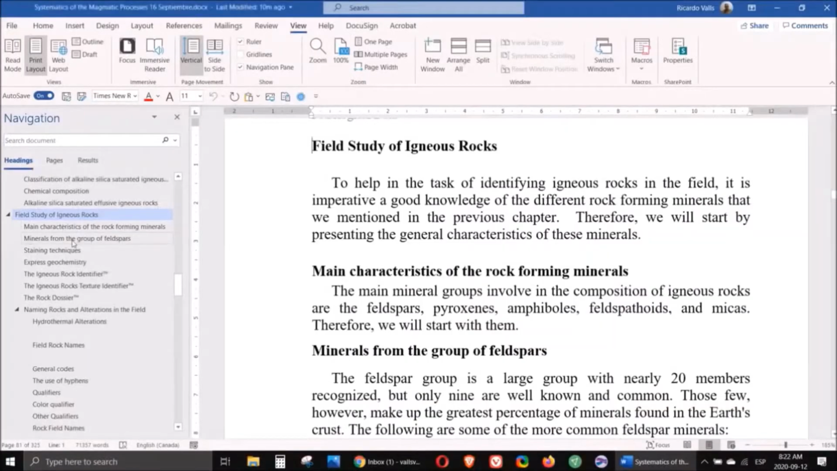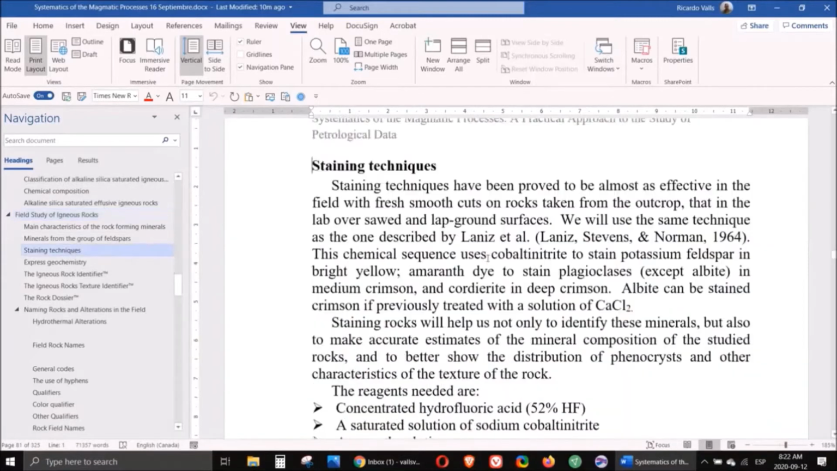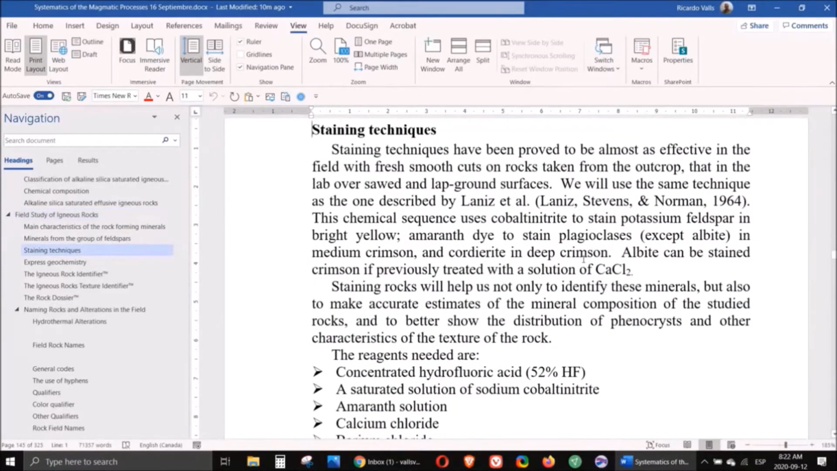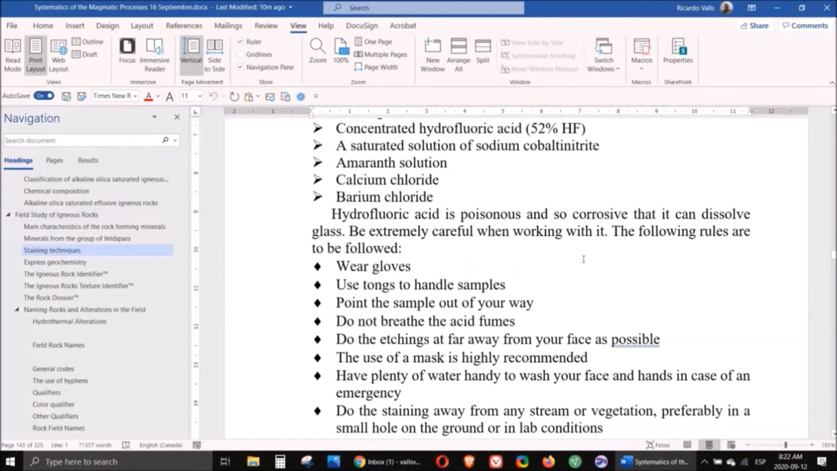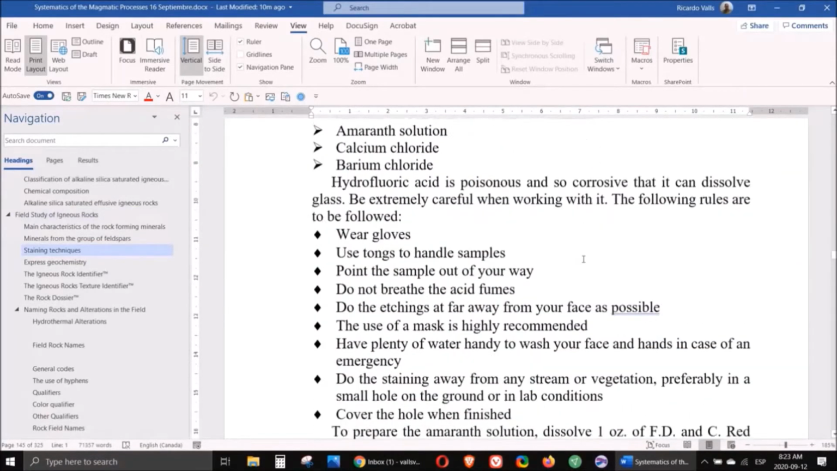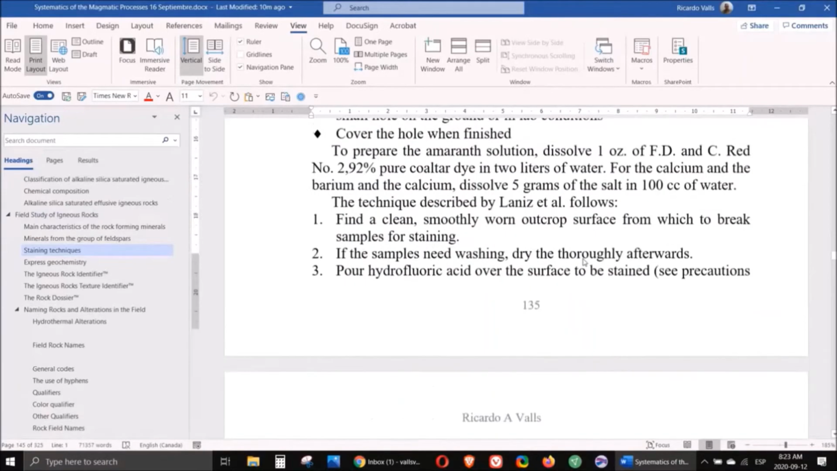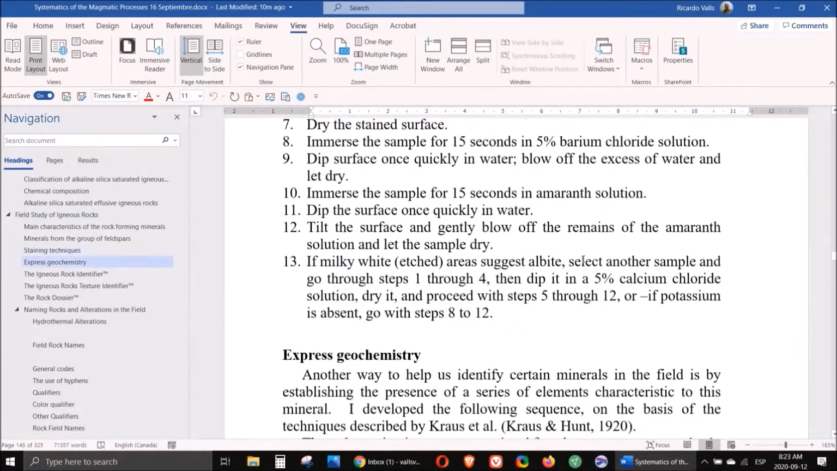The next chapter is the field study of igneous rocks. As you can see, it contains several chapters on the main characteristics, the main minerals, and several techniques that you can use to identify rocks. For example, we jump here to staining techniques. It shows you the chemicals that you need, the procedures that you need to do, and how to do it in order to do a stain testing for determining different minerals.